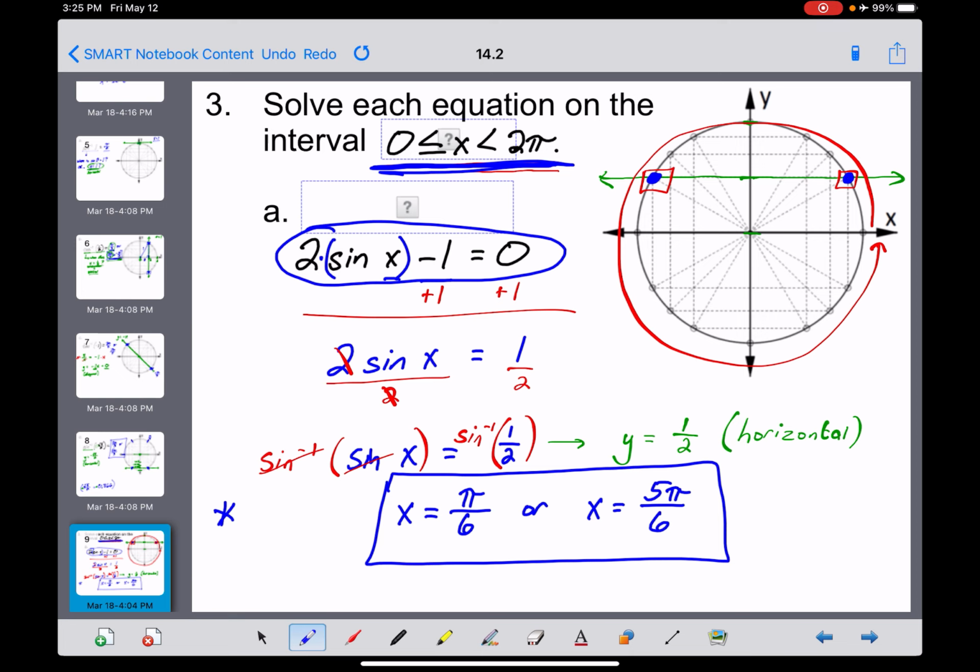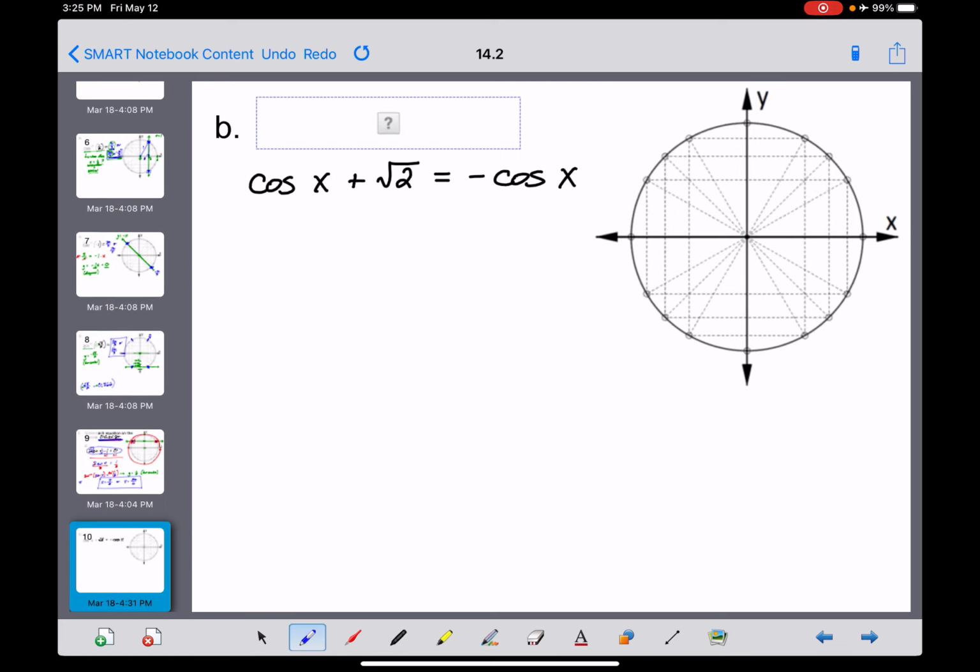It doesn't actually guarantee that they're the only two numbers that work, but that is very often the case with a problem like this, that you're going to end up with two solutions. All right, let's move on to another one.